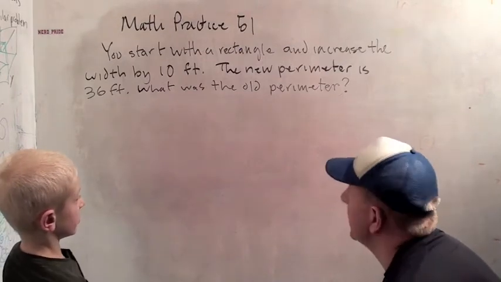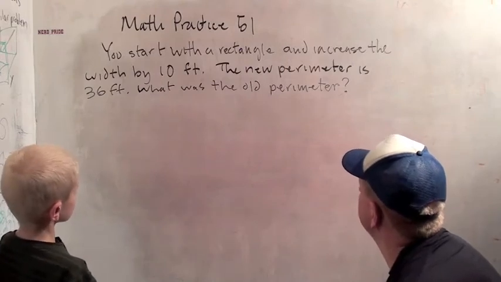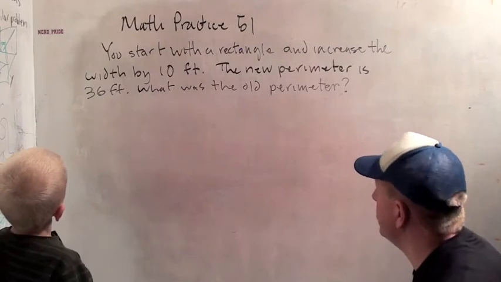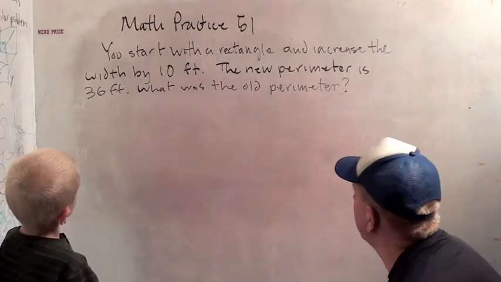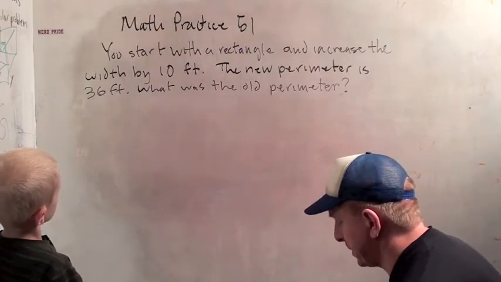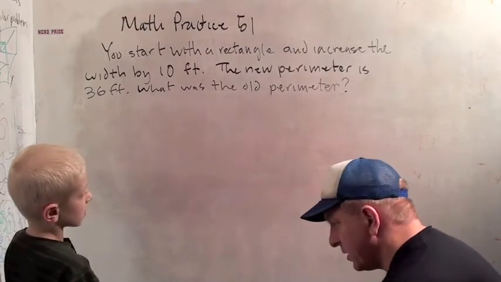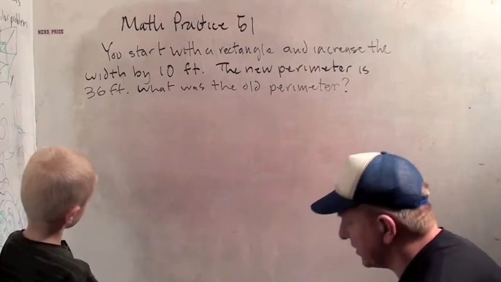So, are you ready? Yep. Okay, you start with a rectangle and increase the width by 10 feet. The new perimeter is 36 feet. What is the old perimeter? Okay, so do you understand the problem? Yep. What do you think the best approach is on a problem like this?